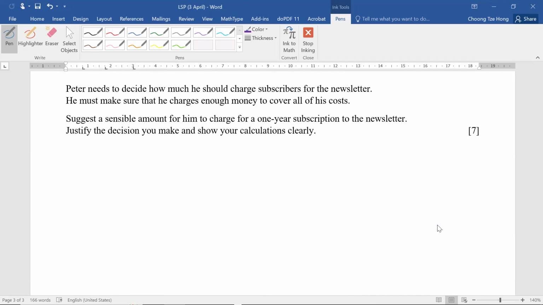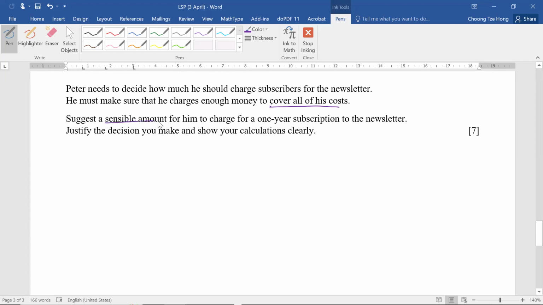Cost of paper, cost of printing, etc. So after that, he must decide how much he is going to charge the subscribers. He must make sure that he charges enough money to cover all of his costs. So he needs to charge a certain amount such that he can cover all the costs that he's going to incur. Suggest a sensible amount.